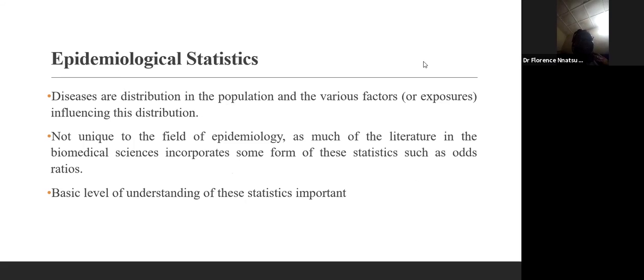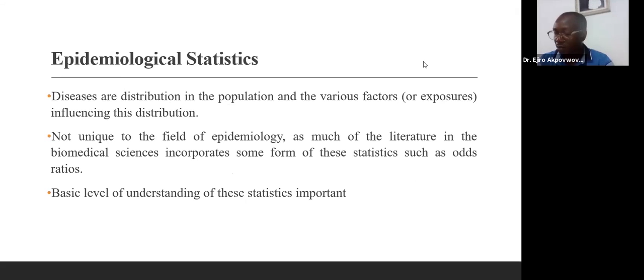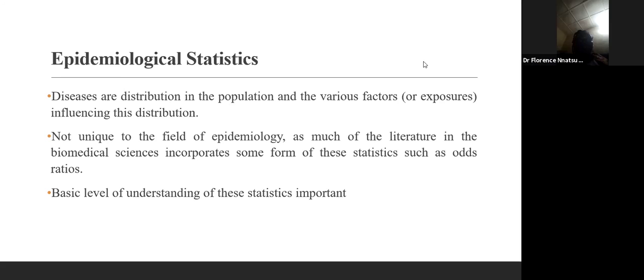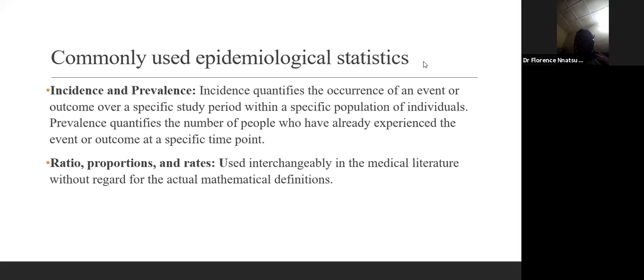Epidemiological statistics. Diseases are distributed in populations, and various factors influence the distribution. These statistics are not unique to the field of epidemiology, as much of the biomedical science literature incorporates some of them, such as odds ratios. A basic level of understanding of these statistics is important. It is good to understand basic statistics and how to use them when due.